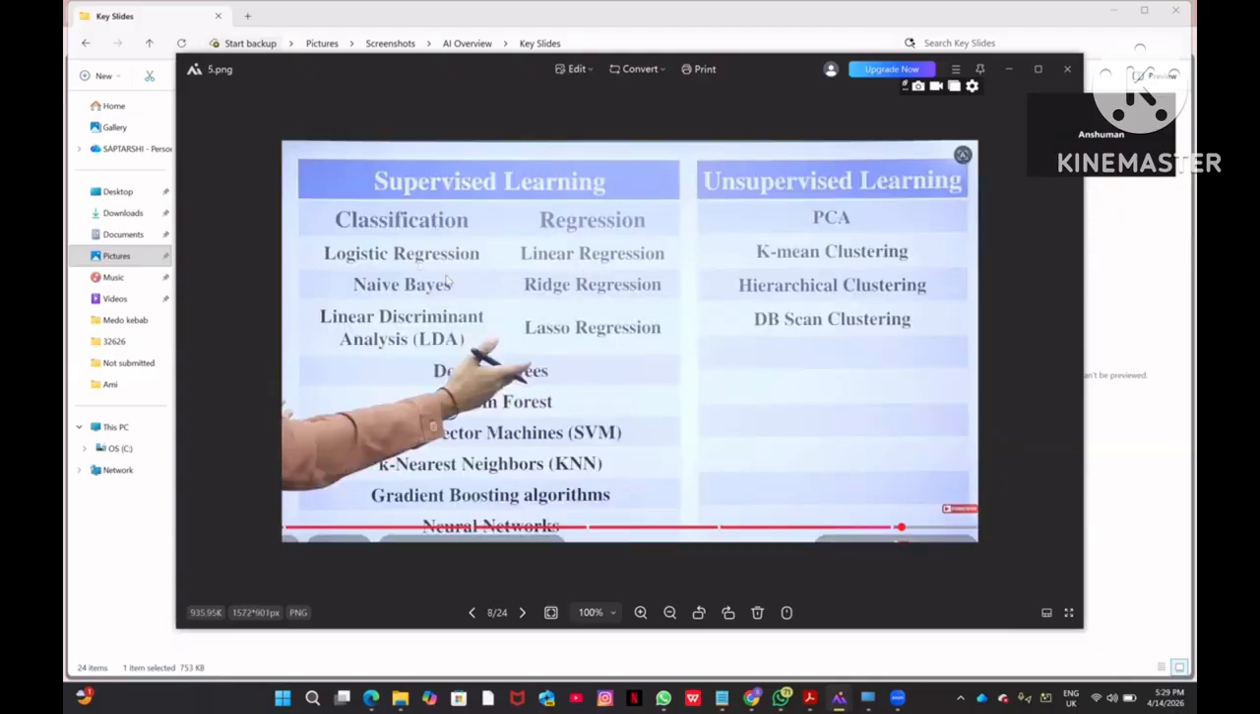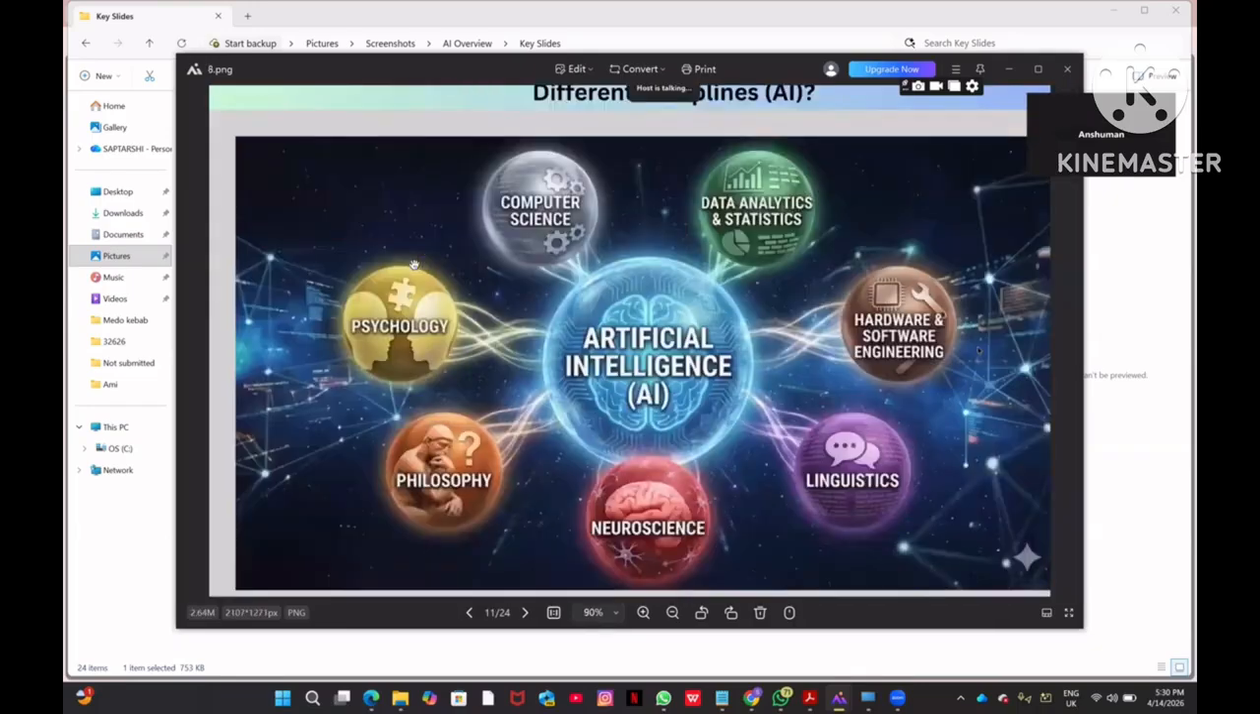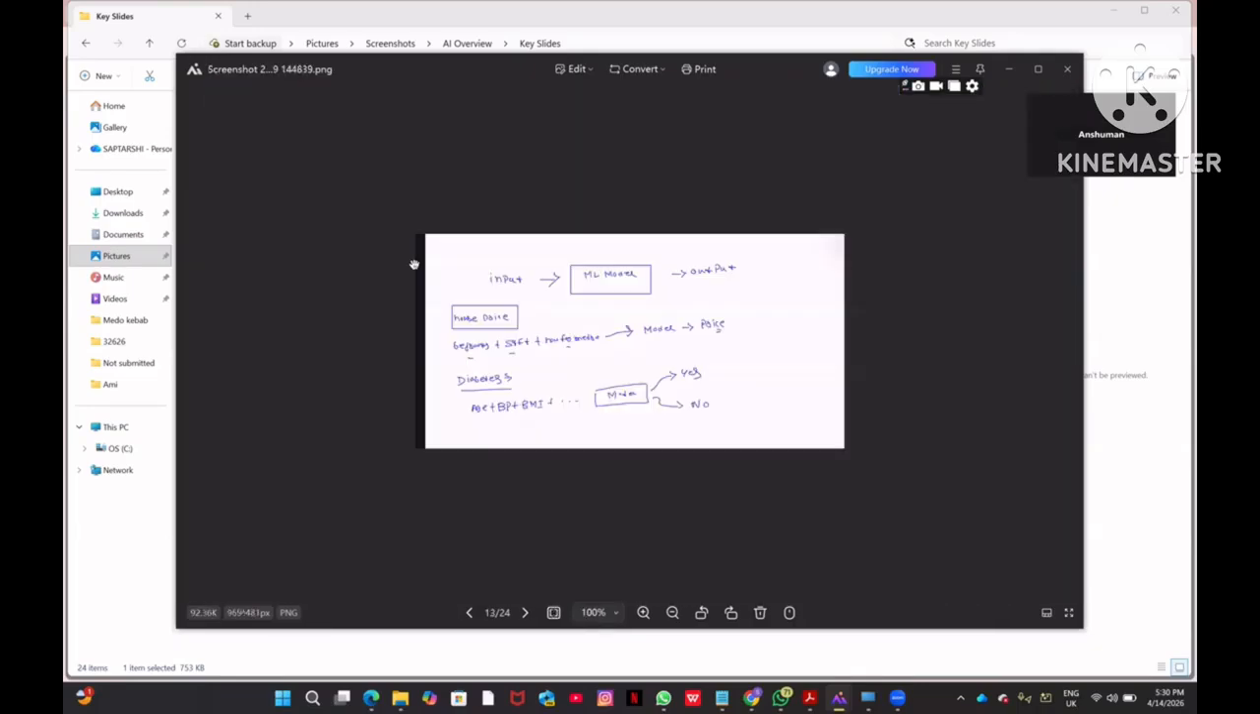In classification, logistic, linear, all these things are there. Today our target is fully on logistic regression. Let's not waste any time. Let's go to logistic regression now.